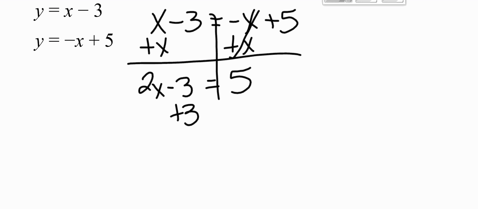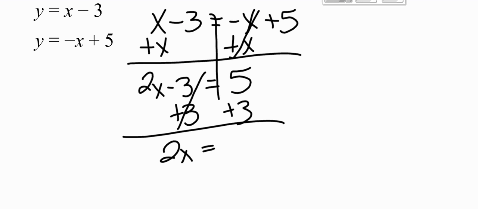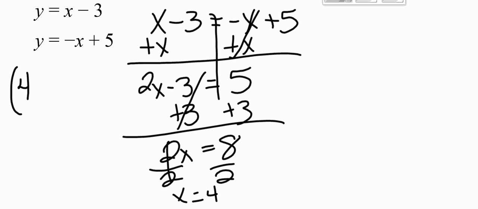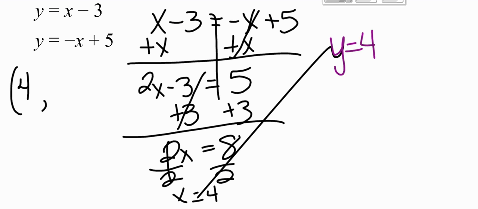And add 3 to both sides. 2x equals 8. Divide both sides by 2. x is going to equal 4. So in my ordered pair, I have x is 4. And I'm just going to plug it into either one of those equations. So y equals 4 minus 3, so y is going to equal 1.